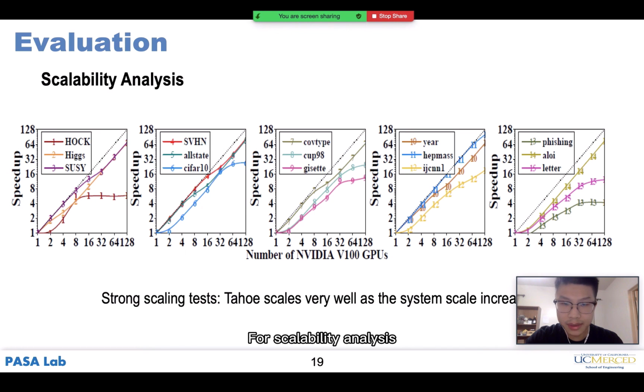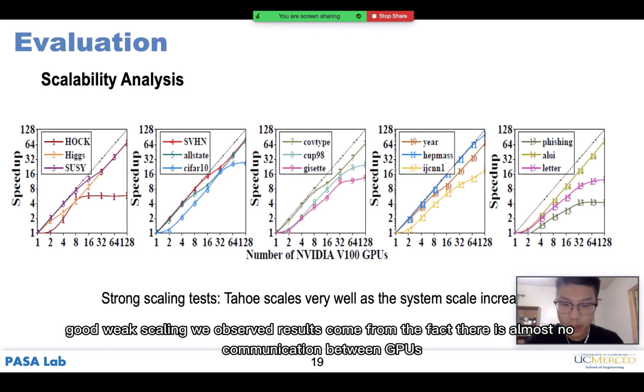For scalability analysis, we evenly partition each inference dataset into multiple GPUs. Each GPU has 1 partition. Overall, Tahoe scales very well as the system scale increases. For some datasets, such as Hawk, GIST, Fission, the performance improvement is not scalable, as these datasets are really small. For weak scaling, the good weak scaling we observed comes from the fact that there is almost no communication between GPUs.